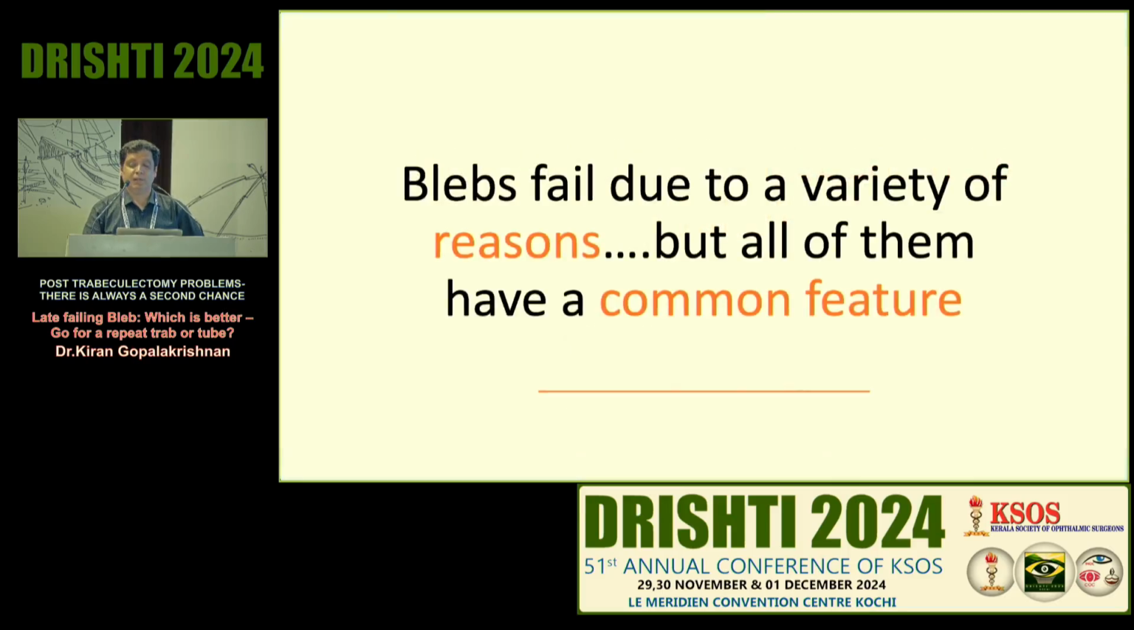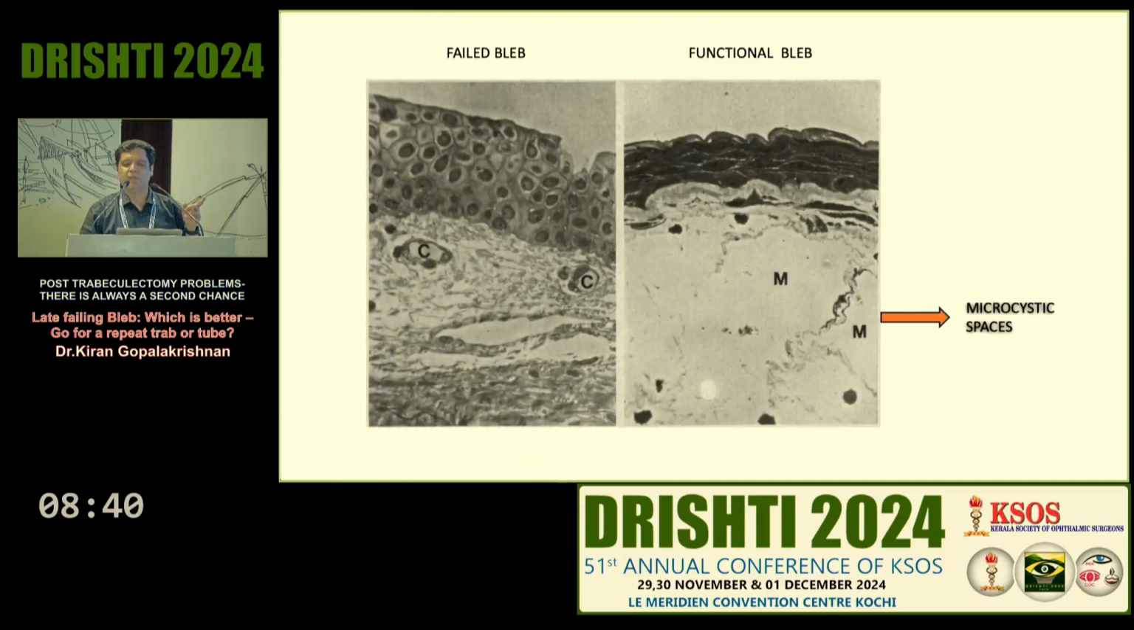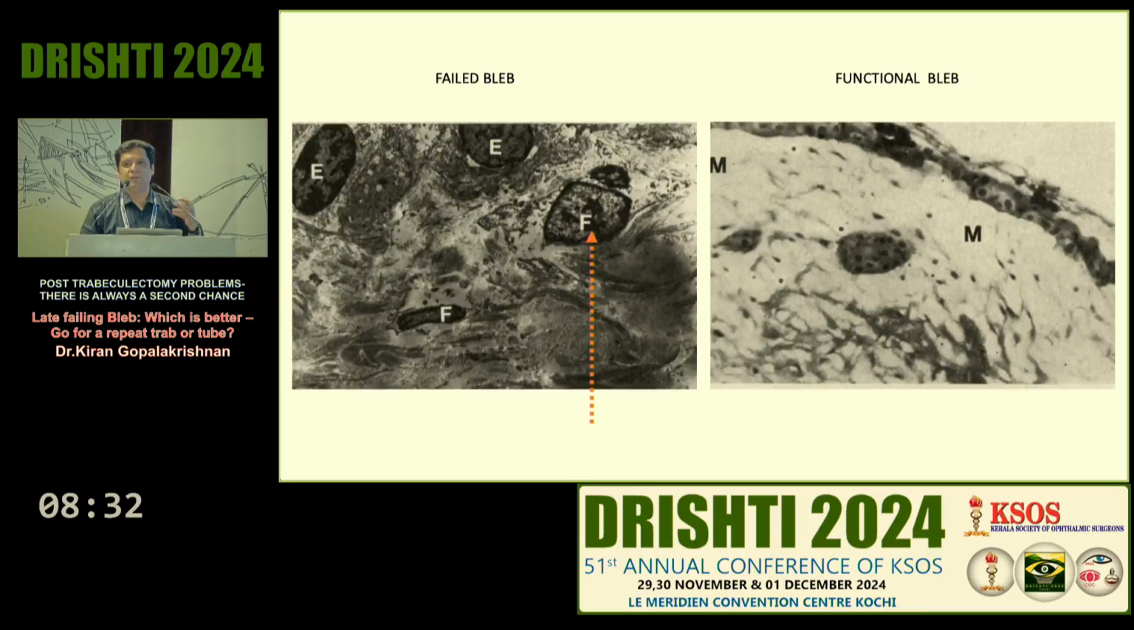So, in a late failed bleb, actually there are better options than either repeat tube or trab. We can do other procedures also, but for the purpose of this discussion, we will look at either of these two procedures. Irrespective of the cause of failure of blebs, all of them have one common feature, and that is fibrosis. Even if you go back to 1983, where we could look at the histological samples of functioning blebs and failed blebs, you see the functional blebs are characterized by the presence of microcystic spaces, and the failed blebs are characterized by the presence of large numbers of fibroblasts.